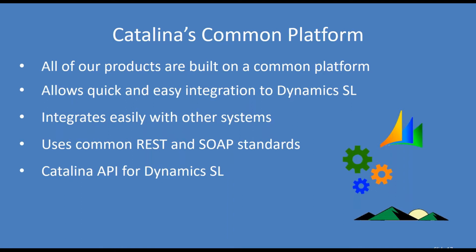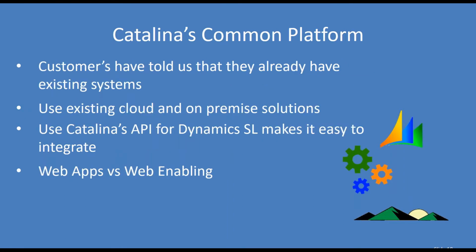This platform uses standardized API technologies such as REST and SOAP, and we call this the Catalina API for Dynamics SL, which is very, very imaginative, I know. So how did this platform come into existence? Well, we built this rich integration platform for our applications, but then customers started coming to us saying that they've got existing systems. They don't need our e-commerce platform. They've got their own. They've got other platforms or systems, cloud or on-premise, that they need to integrate with Dynamics SL, and the API that we've built is really the way to do this.